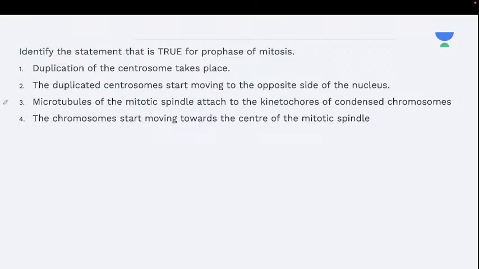Duplication of centrosome takes place. Prophase of mitosis, no, ये आपका इंटरफेज में, सो इंटरफेज में आपका ये होता है. The duplicated centrosome starts moving to the opposite side of the nucleus.